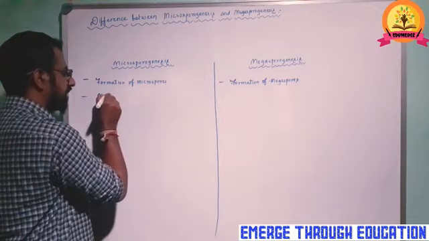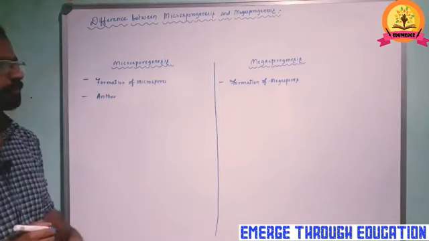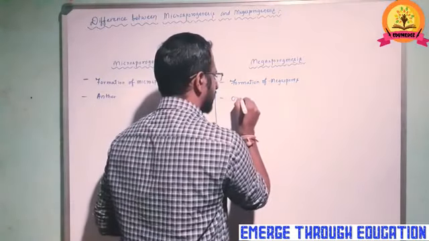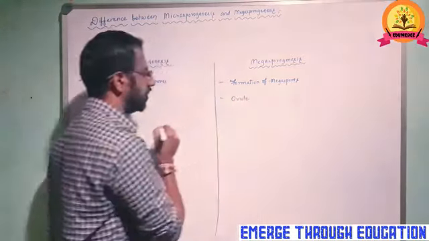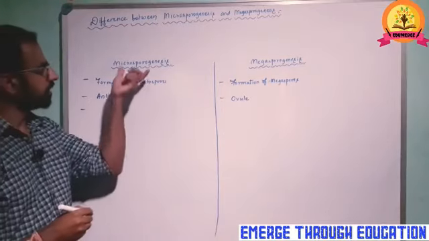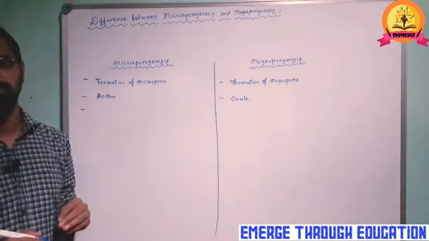Microsporogenesis takes place in anther, whereas megasporogenesis occurs in ovule. Next difference, we know that during microsporogenesis 4 microspores are formed.